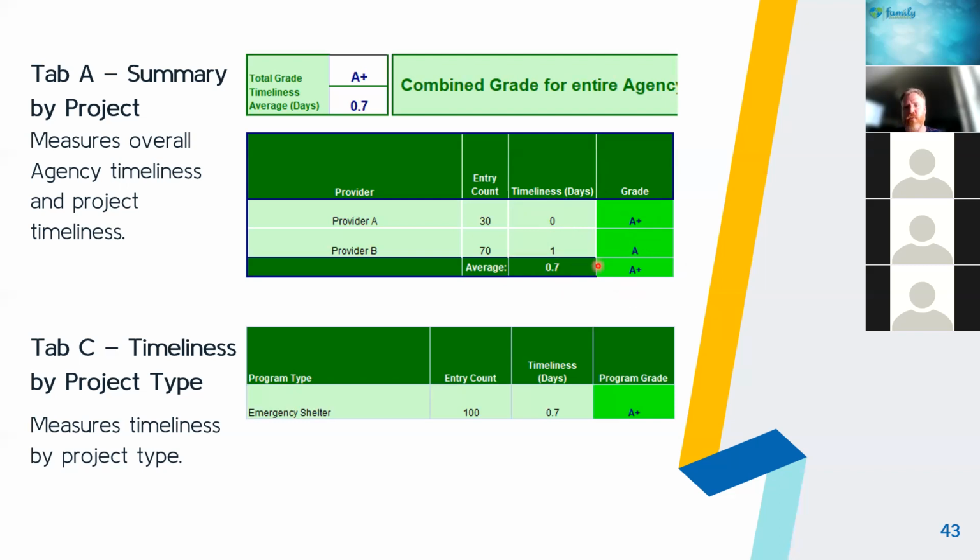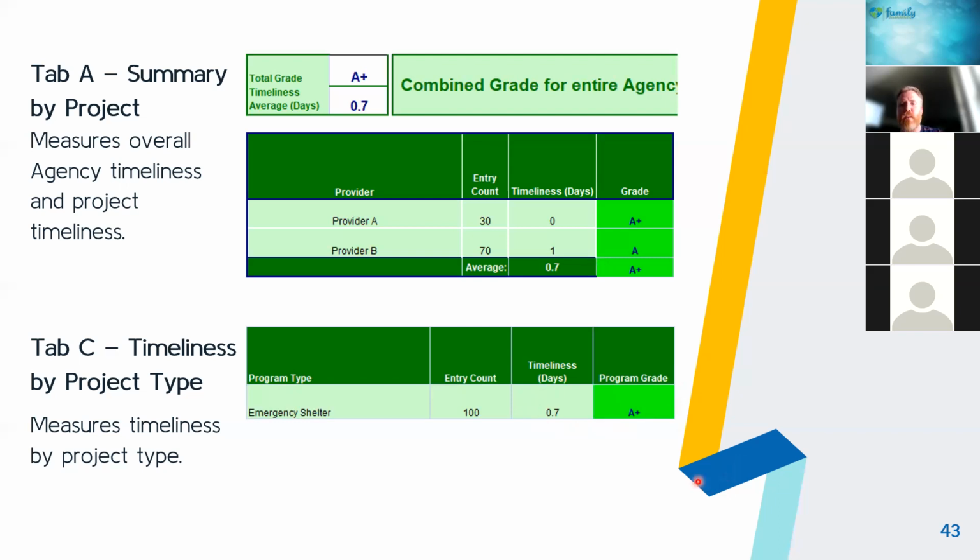Tab C, I'm jumping over B for a second, that's on the next slide. This is just by project type. So it's going to show you basically the same as what's above, except by the project type for your agency for the project selected. So this might be emergency shelter, safe haven, transitional housing, rapid rehousing, street outreach, permanent supportive housing, whatever it might be. It's going to group all of those projects together. It's going to sum up all of their entries, give you your average and your overall score.